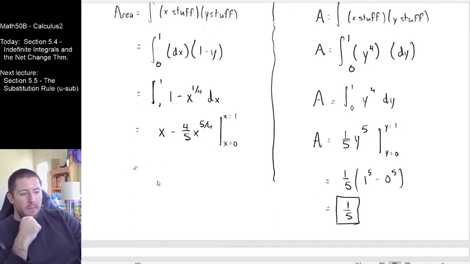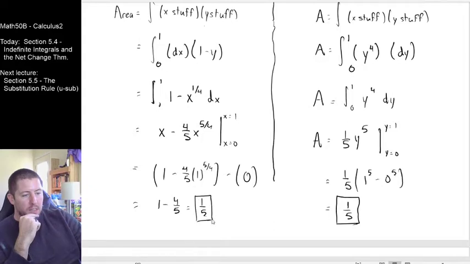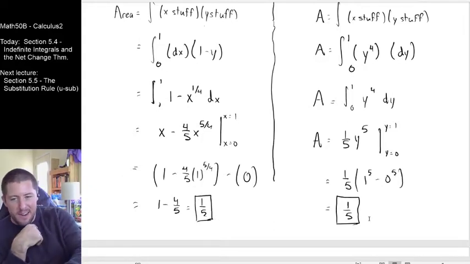I can now go ahead and evaluate here. It looks like I'm going to get 1 minus 4/5 times 1 to the 5/4 minus, and we can see that we're going to get just a bunch of 0 that's out there. And so it looks like for our final answer, I'm getting 1 minus 5/4, or sorry, 1 minus 4/5. And that's going to give me the 1/5 that matches what we got on the other side right there. All right, so there we go.